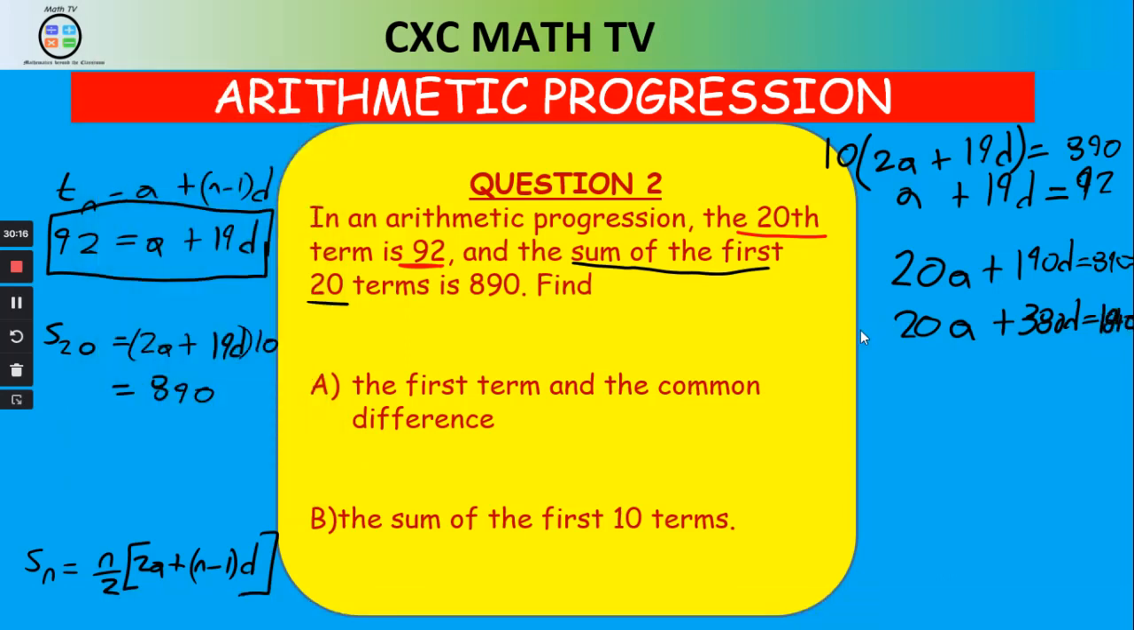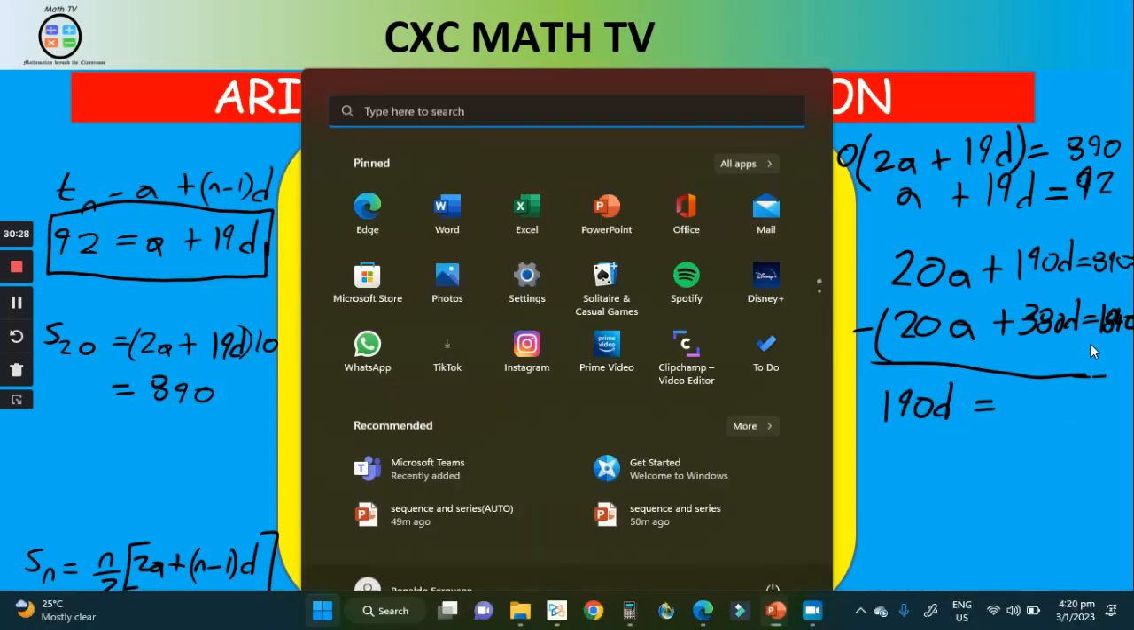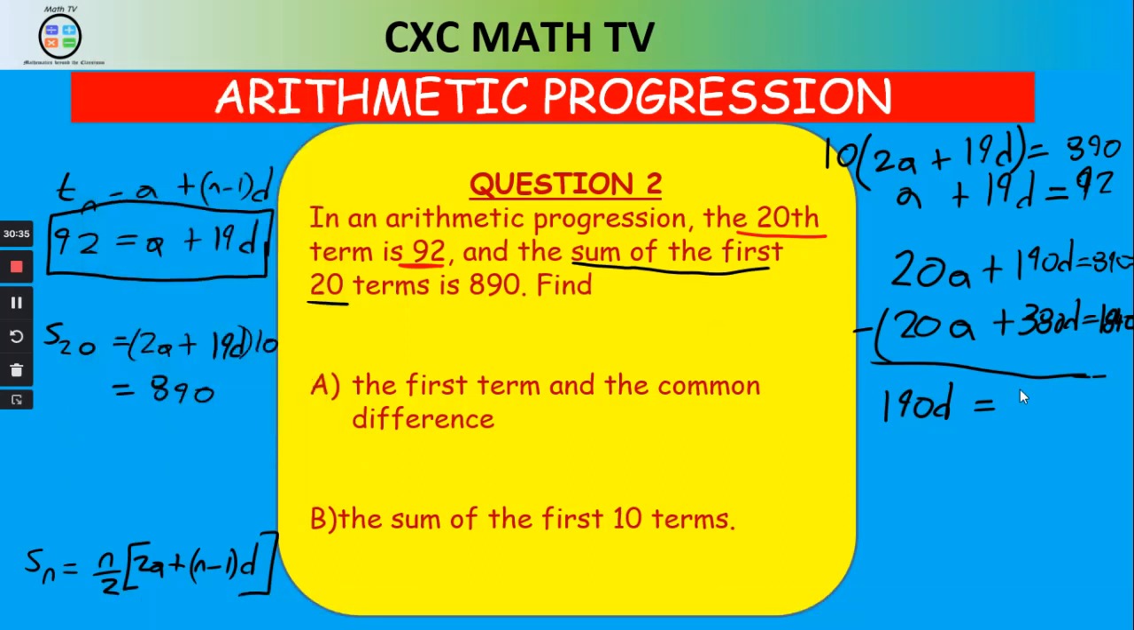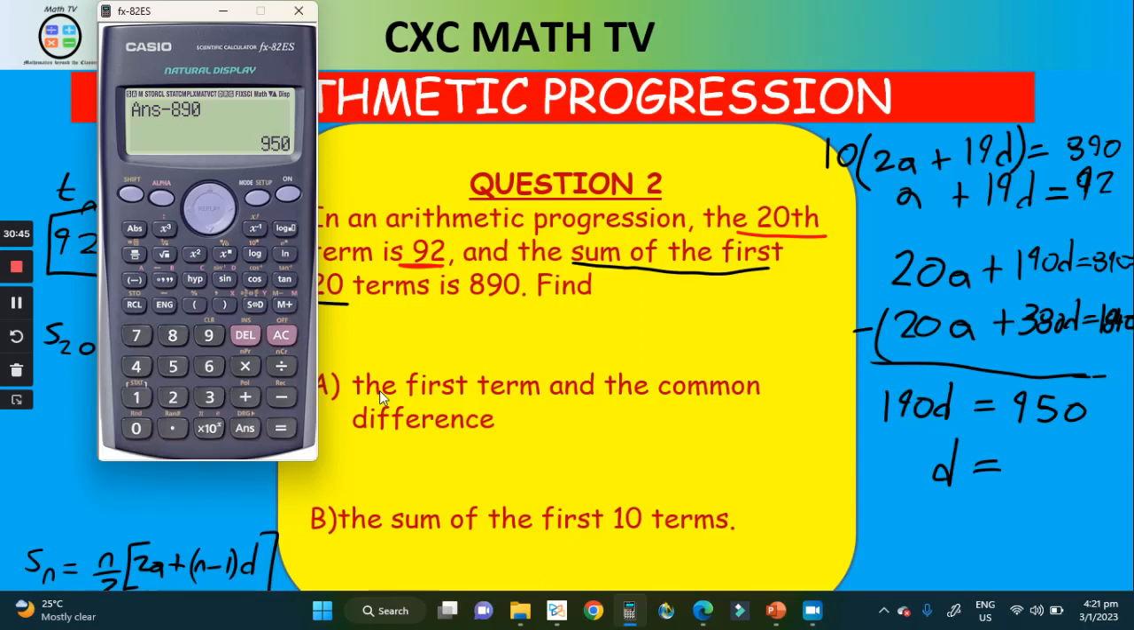If we subtract the two equations, 20a cancels 20a. 380 minus 190 is 190d, equal to 1840 minus 890. Put that in the calculator: 1840 minus 890, which is 950. Then divide both sides by 190, and I think that should be 5. So just to show it in the calculator, 950 divided by 190 is 5.